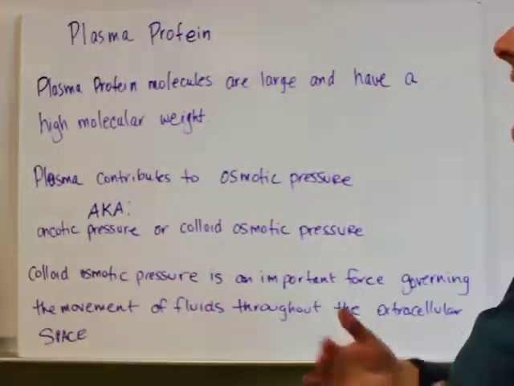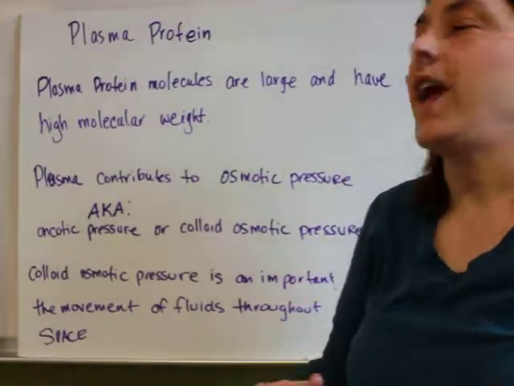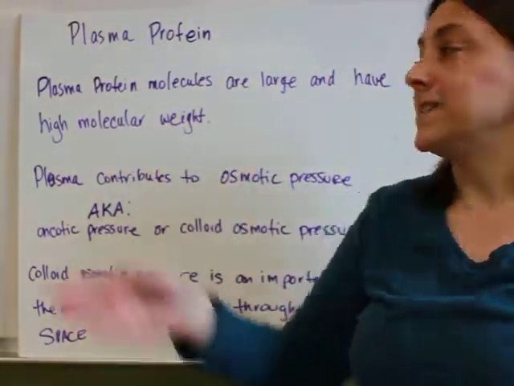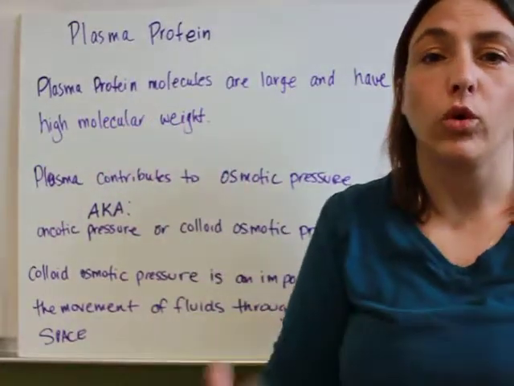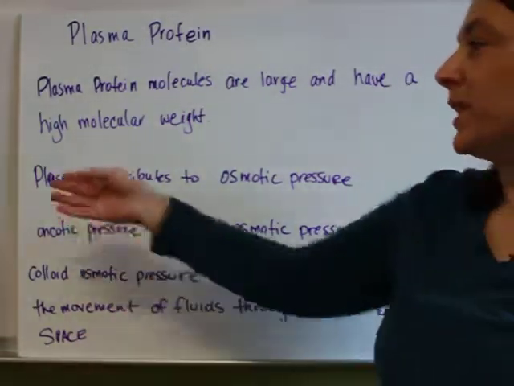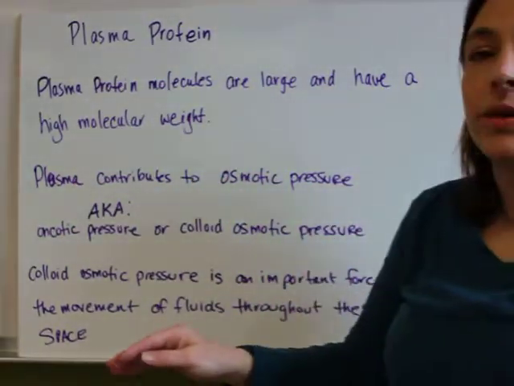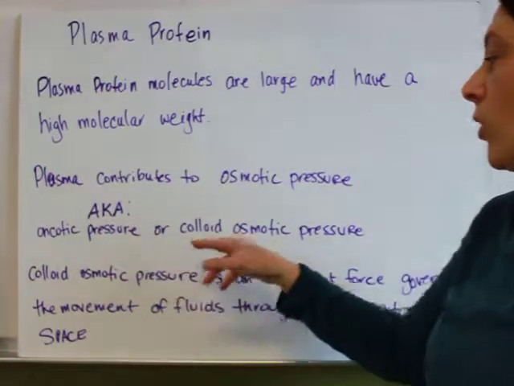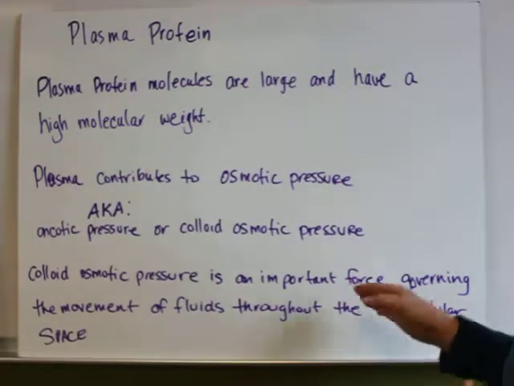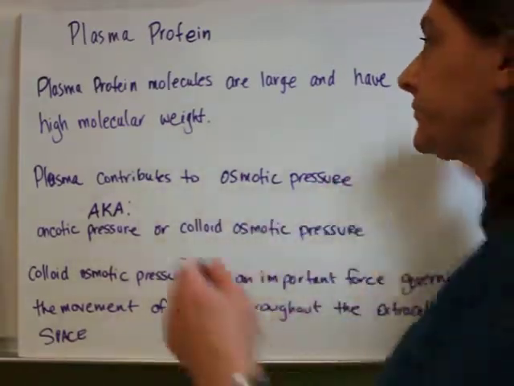Another component is plasma proteins, and basically plasma proteins are molecules that are large and have a high molecular weight. Anything that has a high molecular weight, we're going to call a colloid. We're going to talk more about colloids in another video, but you just need to know that plasma is a colloid. And plasma contributes to osmotic pressure. This could also be called ionic pressure or colloid osmotic pressure. Basically it is a force that governs the movement of fluids throughout the extracellular space.